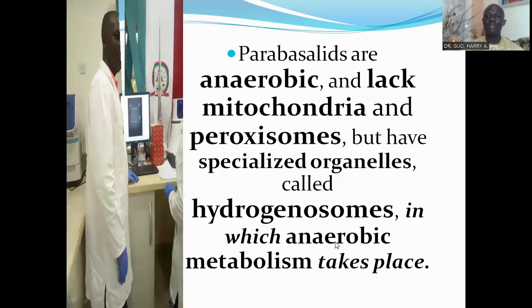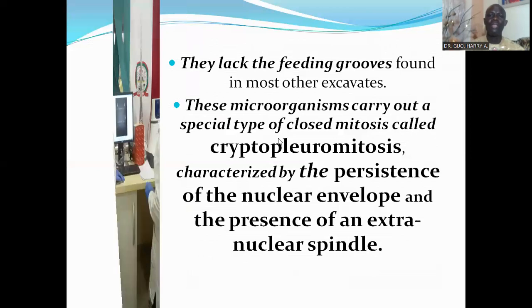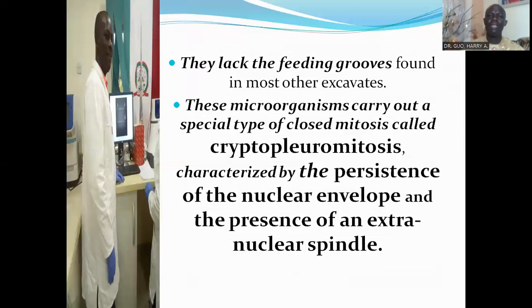Parabasalids are anaerobic and lack mitochondria and peroxisomes, but have specialized organelles called hydrogenosomes, in which anaerobic metabolism takes place. They possess hydrogenosomes instead of mitochondria and peroxisomes. They lack feeding grooves found in most other excavates.